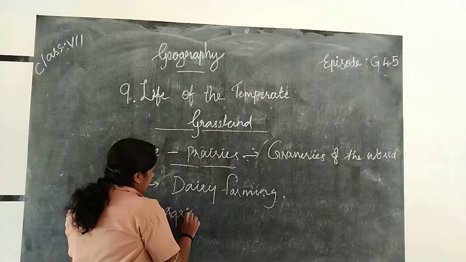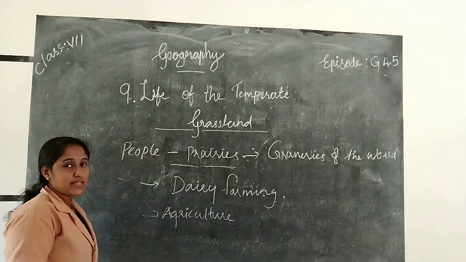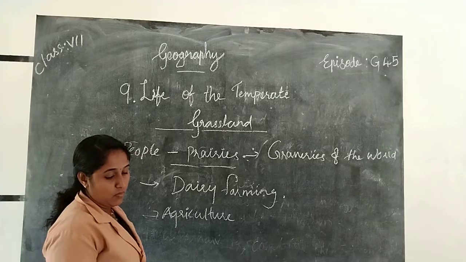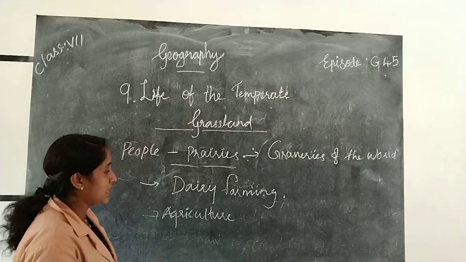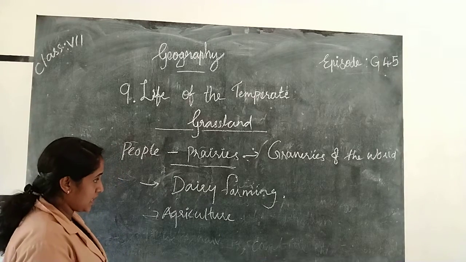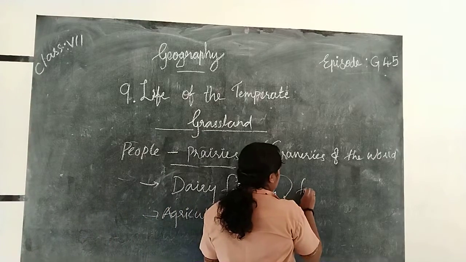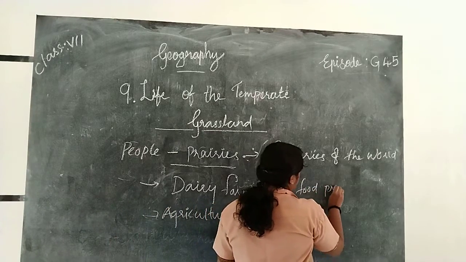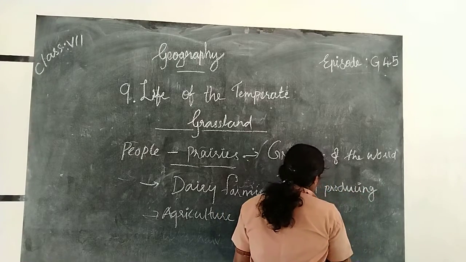Because of this dairy farming and proper agriculture, it is also providing more and more food products in this world and in the industrial sector. So they have food producing industries.